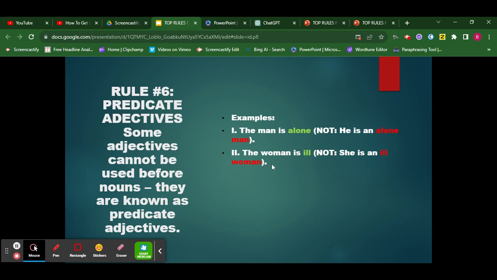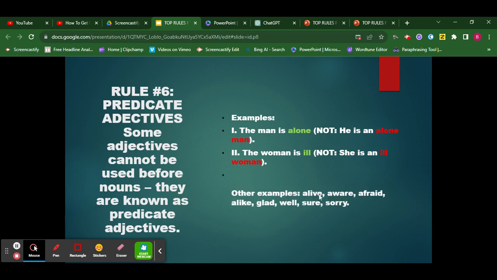Now let's take a look at another example. The woman is ill. The word ill is a predicate adjective, so you cannot say she is an ill woman. No. Unless ill is used in another sense, like when you say an ill-gotten wealth or an ill motive. That's a different thing. But when the meaning is that someone is sick, you can say she is a sick woman, but you cannot say she is an ill woman. So the word ill is a predicate adjective.